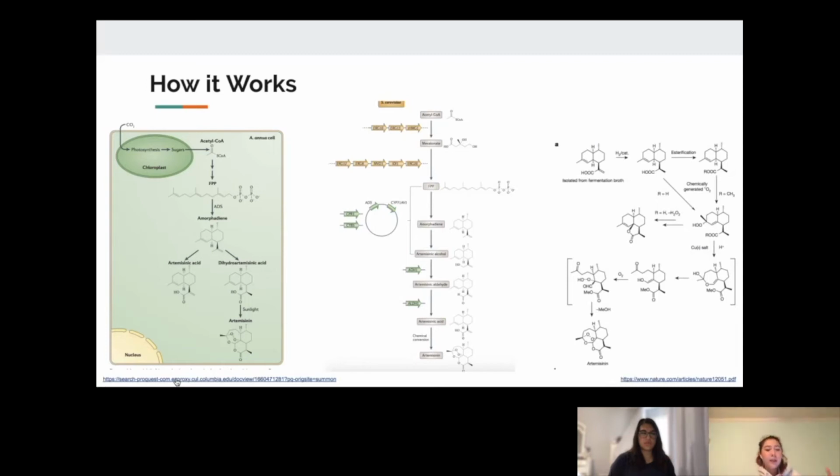And this is where things start to get a little bit more complex. From amorphodiene, there are two different pathways that the plant can take. It can either produce artemisinic acid, which is a precursor for artemisinin, or it can produce dihydroartemisinic acid, which is then converted through some mechanism with sunlight into artemisinin.